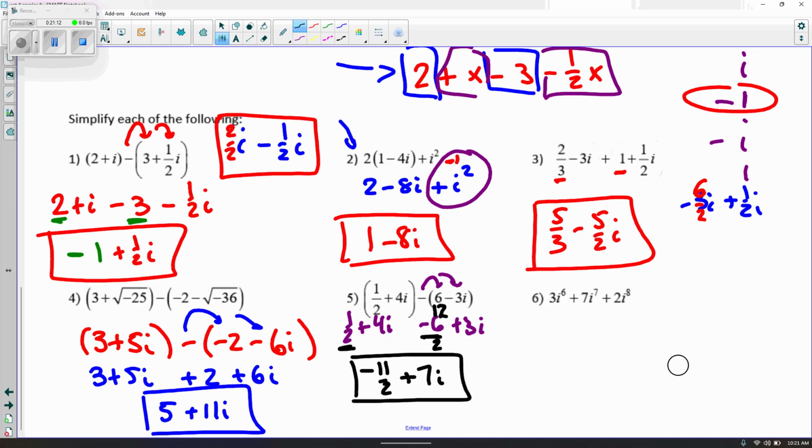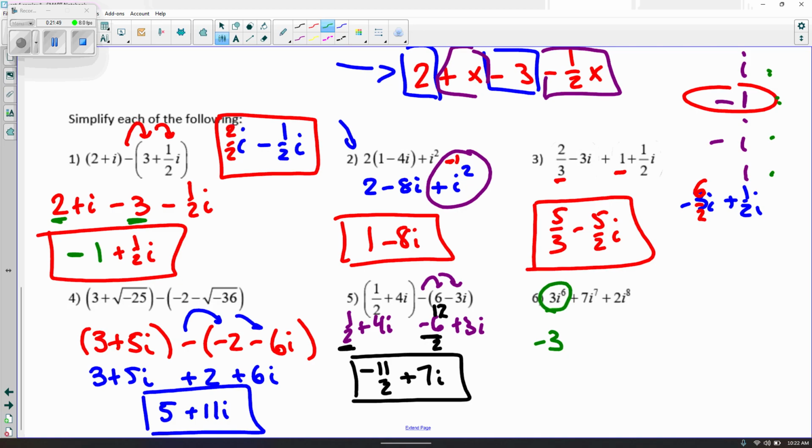What is wrong with number 6? See that, Peyton? What's wrong with it? Yeah, they're not simplified. Remember, in that case there, we cannot have a 6, a 7, or an 8. So we've got to remove those. So in this case here, count 1, 2, 3, 4, 5, 6. So this is really -3. Do you have any questions on how I got -3? Because i to the 6 is a -1.